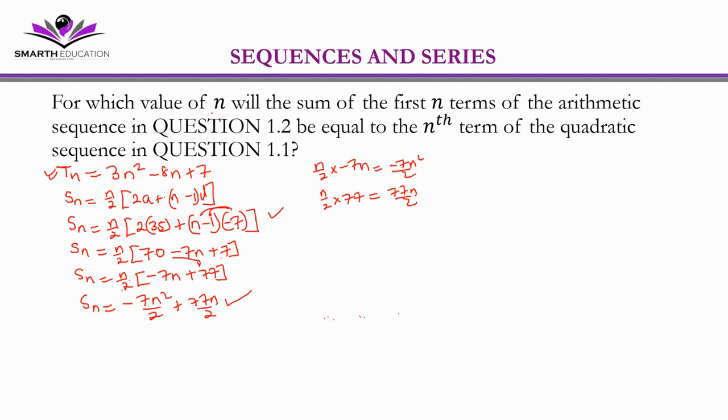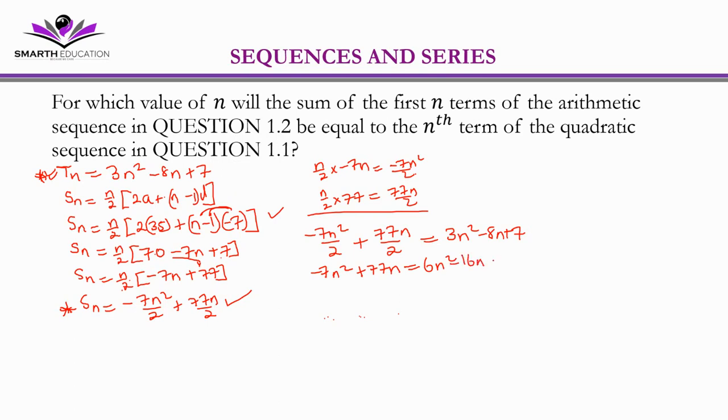Now, for which values of n will the sum of the first n terms of the arithmetic sequence in question 1.2 be equal to the nth term of the quadratic sequence in question 1.1, which is this one. So now we're saying negative 7n squared over 2 plus 77n over 2 is equal to 3n squared minus 8n plus 7. And then to get rid of this denominator, we multiply by the LCD. In this case, it is 2. So we're multiplying every term by 2. So it's going to be negative 7n squared plus 77n is equal to 6n squared minus 16n plus 14.